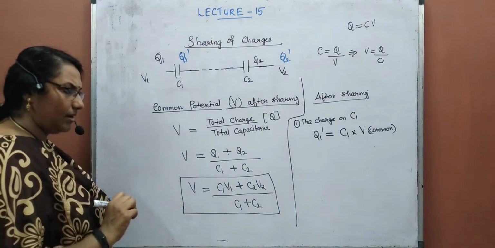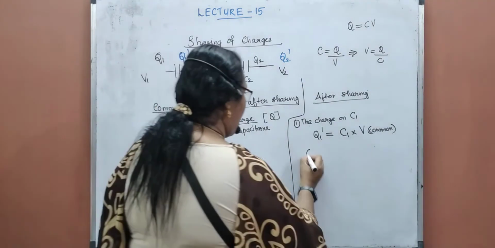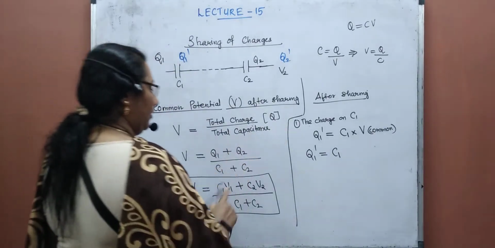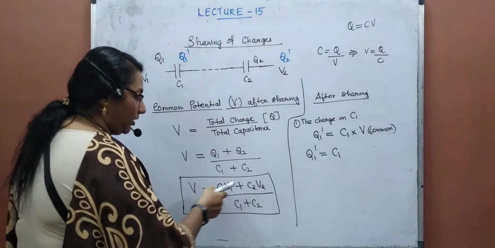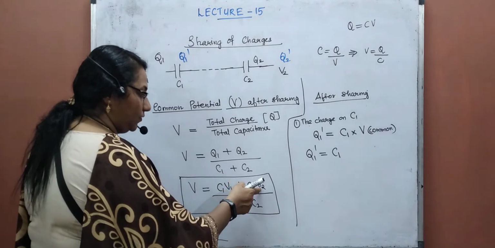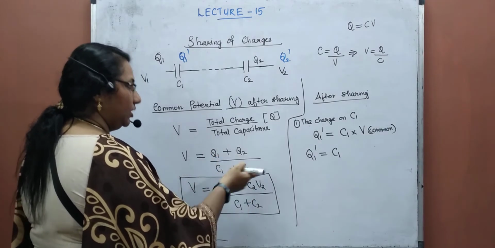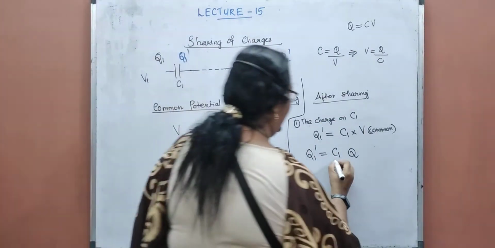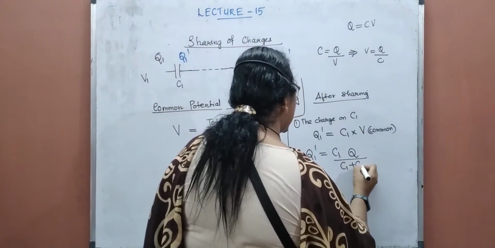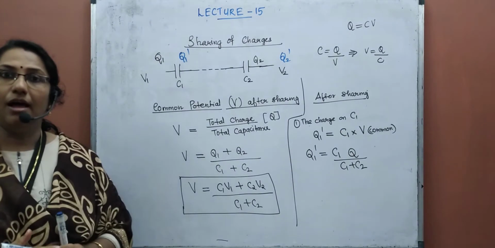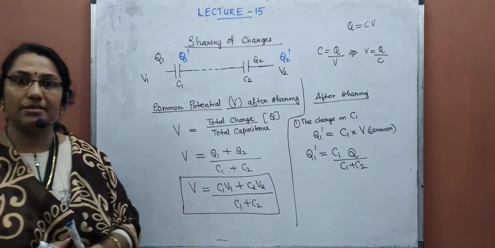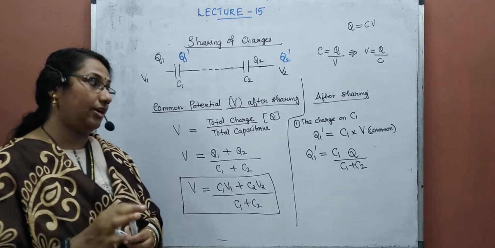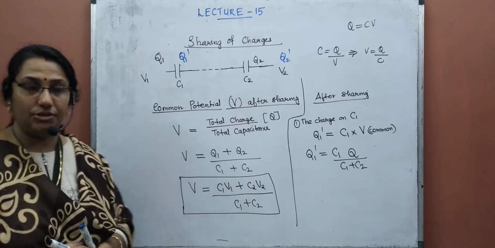Okay, is it clear? So we can write now Q1 dash is equal to C1 into the numerator of common potential, which contains C1 V1 plus C2 V2, that is Q1 plus Q2, the total charge Q, by C1 plus C2. So what is the charge stored in the first capacitor after sharing? Q1 dash is equal to C1 Q by C1 plus C2.